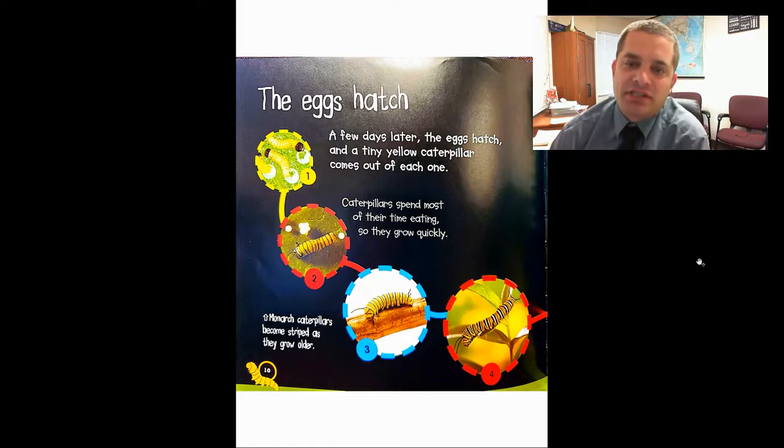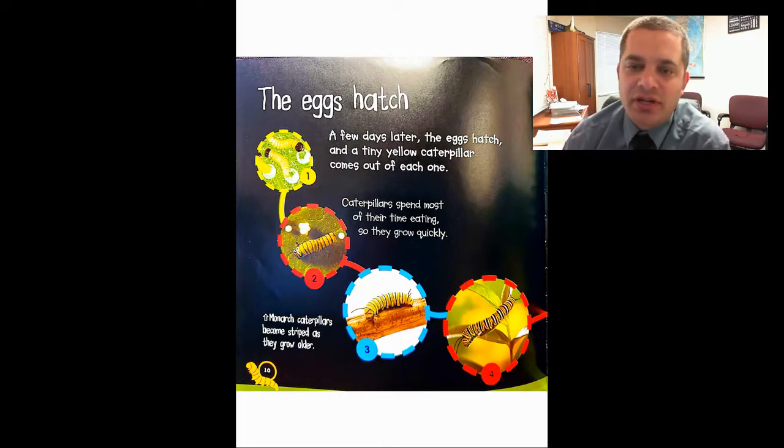The eggs hatch. A few days later, the eggs hatch, and a tiny yellow caterpillar comes out of each one. Caterpillars spend most of their time eating, so they grow quickly. Monarch caterpillars become striped as they grow older.